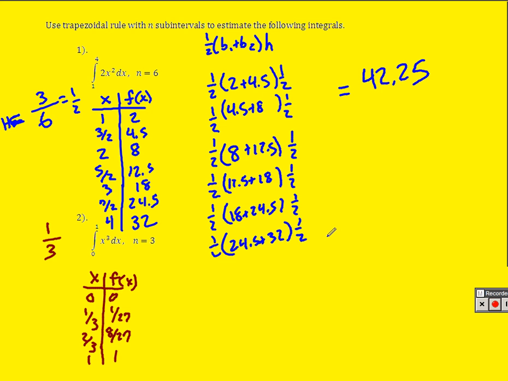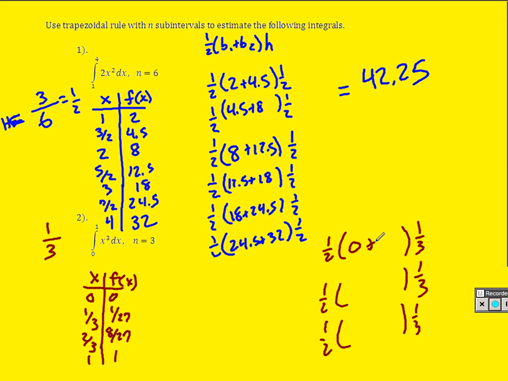Okay? So I'm still going to have 1/2 times two things. My height this time is 1/3 though. So 1/2 times the sum of two numbers times 1/3. This should be 0 plus 1/27. This should be 1/27 plus 8 over 27. And this should be 8 over 27 plus 1.